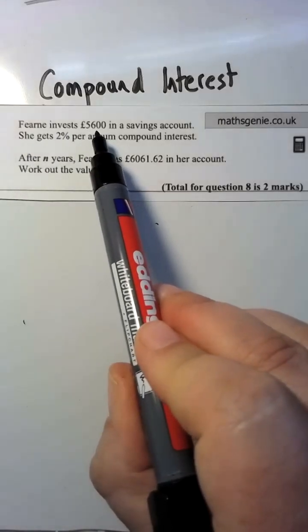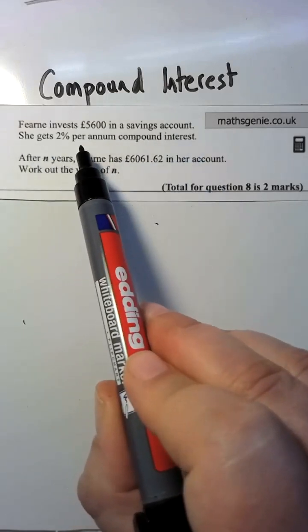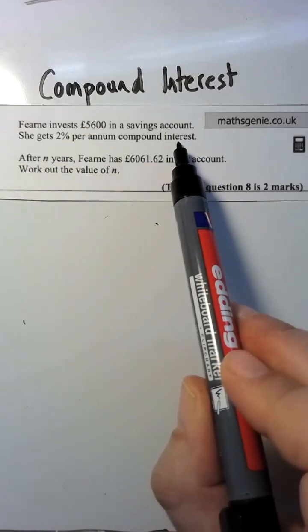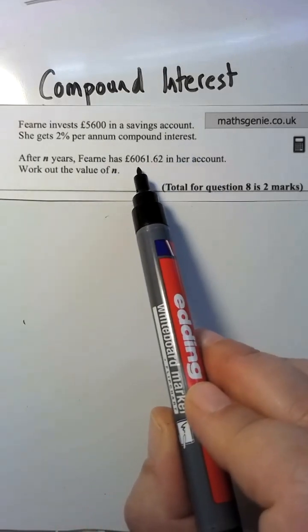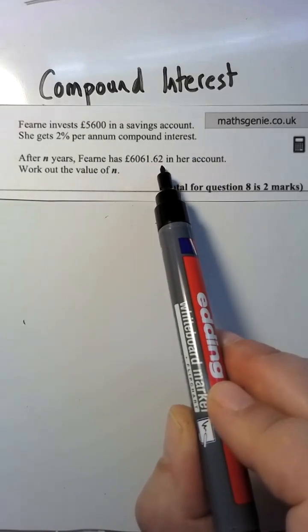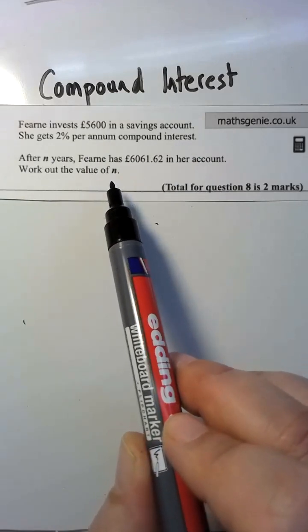Fern invests £5,600 in a savings account. She gets 2% per annum compound interest. After n years, Fern has £6,061.62 in her account. Work out the value of n.